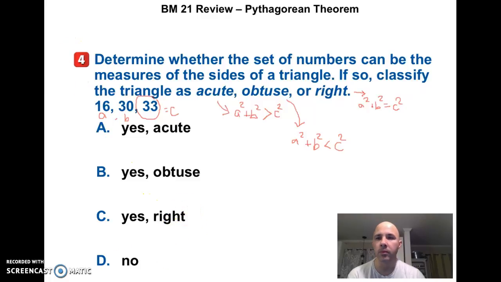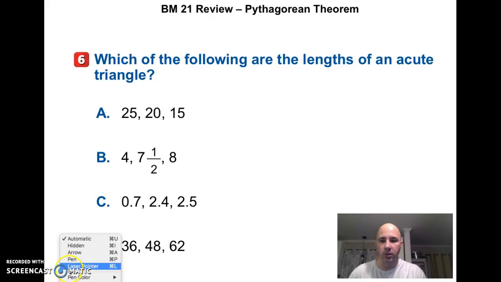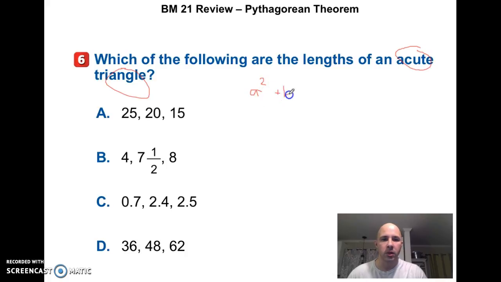All right, last question in our review for benchmark 21. Which of the following are the lengths of an acute triangle? First, I'd like you to make sure you understand the definition of an acute triangle, especially with the sides. The definition for an acute triangle is A squared plus B squared has to be greater than C squared.